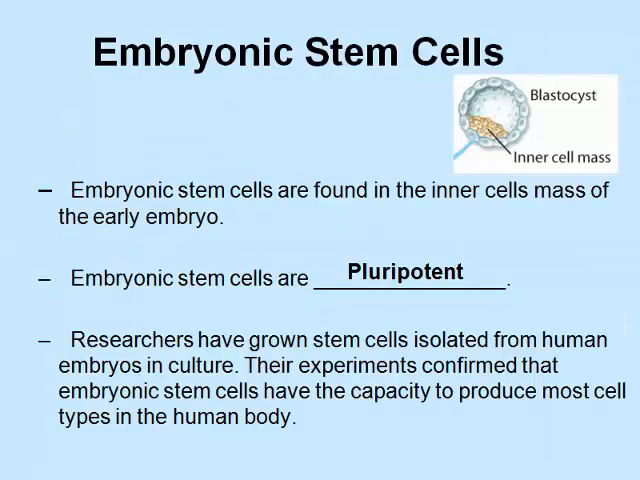Embryonic stem cells are found in the inner cell mass of the embryo, and they are considered to be pluripotent. Totipotent ones are those first ones. Researchers have grown stem cells isolated from human embryos in cultures. Their experiments confirm that embryonic stem cells have the capacity to produce most cell types in the human body.